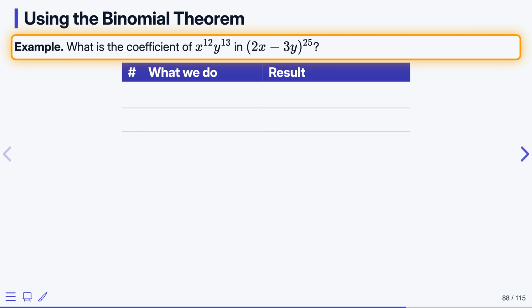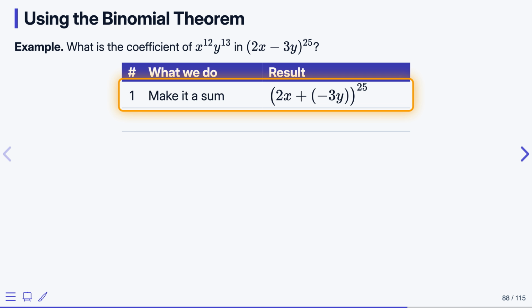Let's use the theorem on a harder expression. What is the coefficient of x^12 times y^13 in (2x - 3y)^25? Step 1. The theorem needs a sum, and we have a difference. So rewrite 2x minus 3y as 2x plus (-3y). Nothing changed except how we read it.